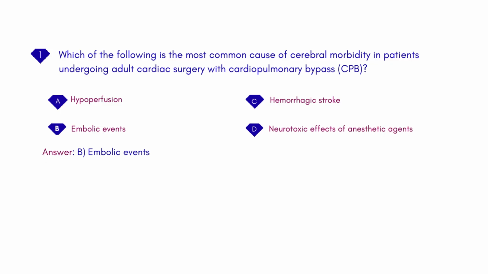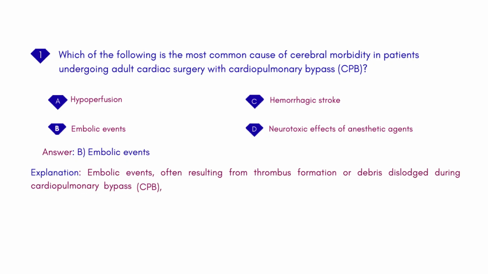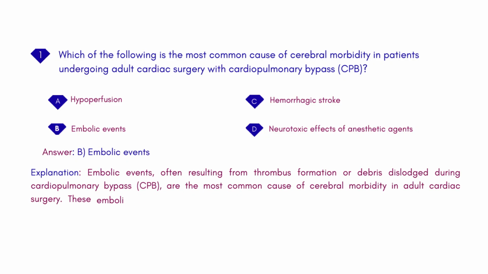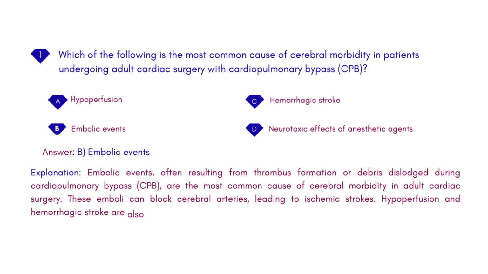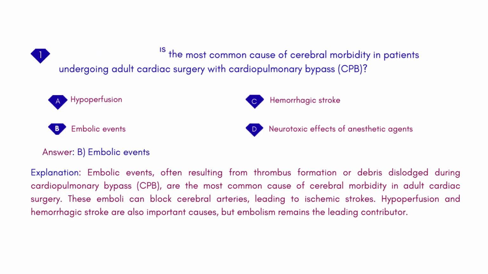Answer: B. Embolic events. Explanation: embolic events, often resulting from thrombus formation or debris dislodged during cardiopulmonary bypass, CPB, are the most common cause of cerebral morbidity in adult cardiac surgery. These emboli can block cerebral arteries, leading to ischemic strokes. Hypoperfusion and hemorrhagic stroke are also important causes, but embolism remains the leading contributor.